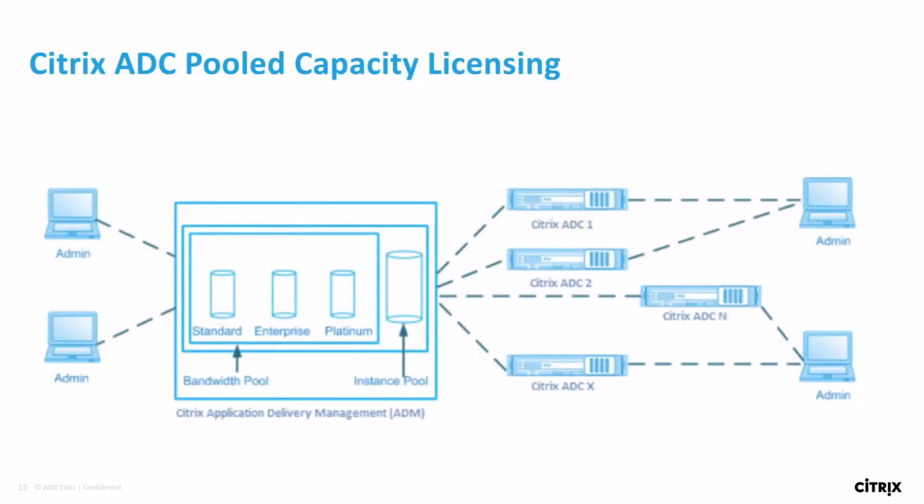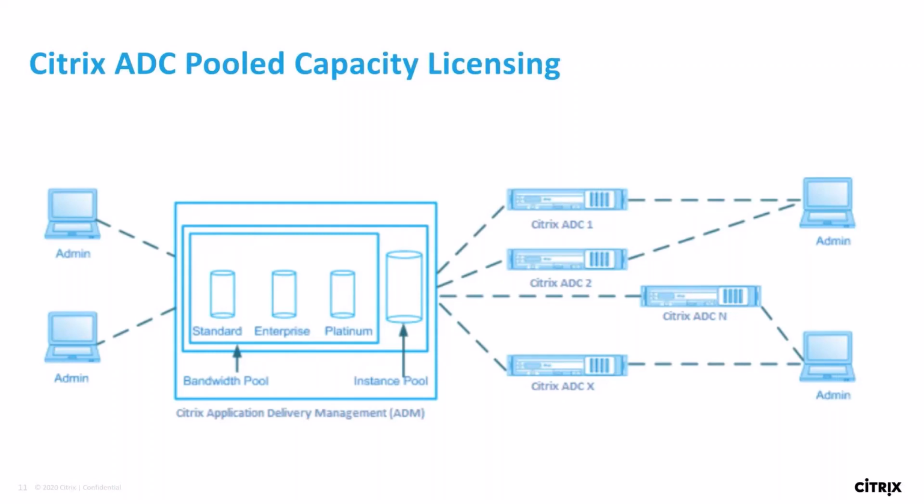So the last thing I wanted to mention before we moved into the ADM demo is Citrix's new ADC pooled capacity licensing. Citrix has adopted a new licensing framework that comprises a common bandwidth and instance pool that is hosted on and served by the Citrix ADM, where ADM acts as the license server. From this common pool, each Citrix ADC instance in your data center, regardless of the platform, checks out one instance license and only as much bandwidth as it needs. The license file and the bandwidth are not bound to the instance.